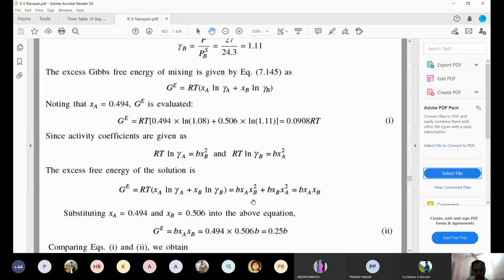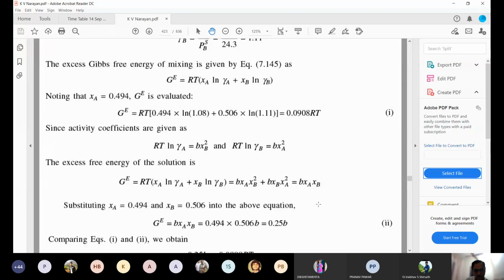Right? And if we take out common B XA XB, what you get is in the bracket XA plus XB, which, XA plus XB is equal to what? It is 1. So what you get is B into XA into XB. So GE becomes B into XA into XB. So if you substitute XA and XB in this equation, you get another equation for GE in terms of B. Put the value of XA and XB, and what you get is 0.25 into B.